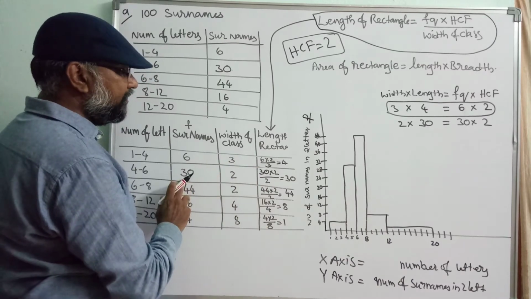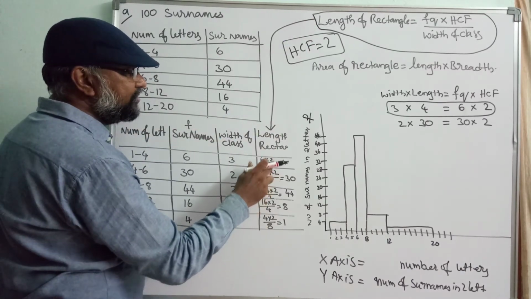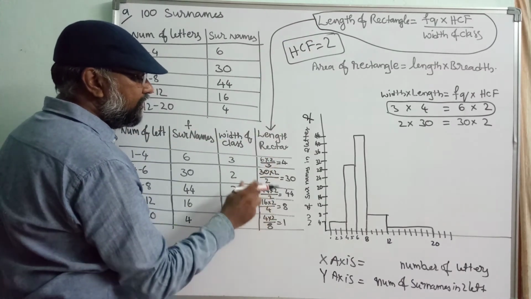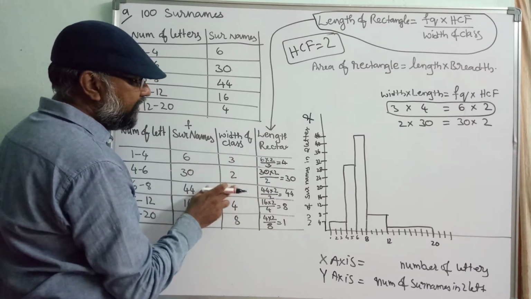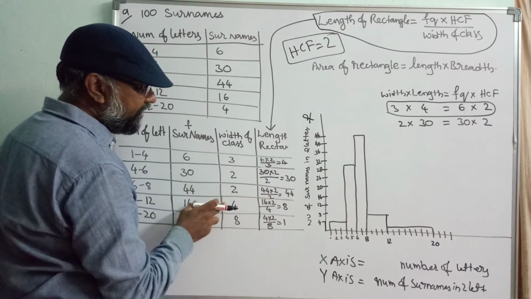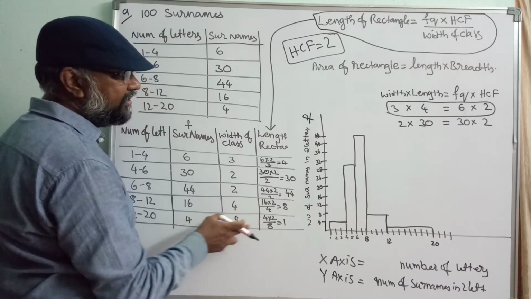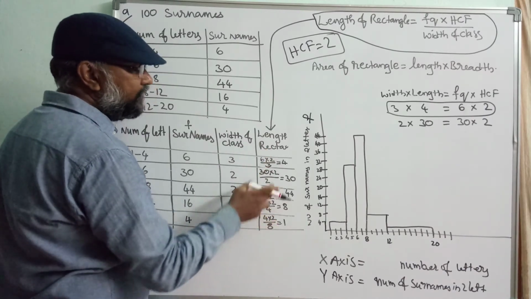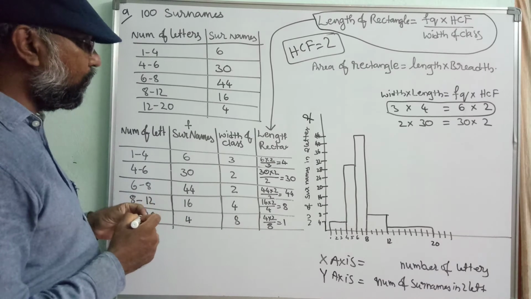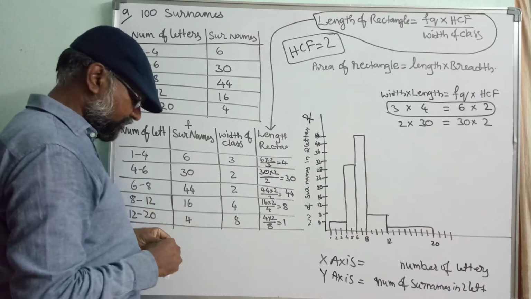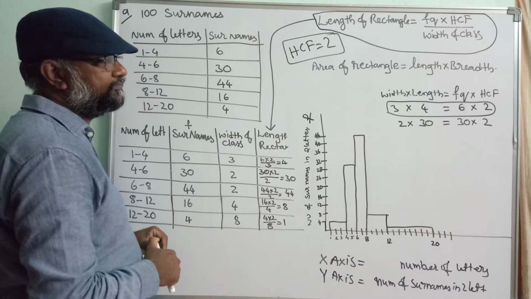30 into HCF 2, this 2 is common everywhere, divided by the widths 3, 2, 2, 4 and 8. So after solving you will get these numbers: 4, 30, 44, 8, 1.